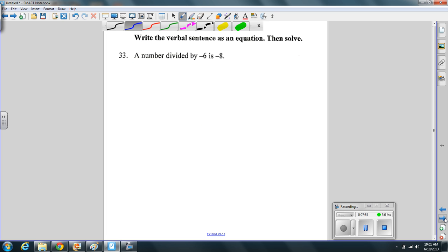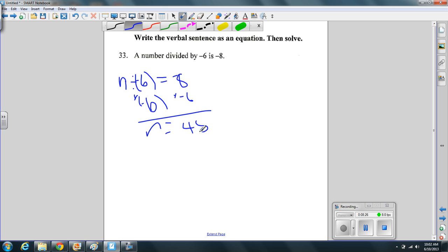For 33, a number divided by 6. So n divided by negative 6 equals negative 8. So in order to isolate my variable, I'm going to times negative 6 to both sides, because the opposite of divide is times. So times negative 6. Negative 8 times negative 6, n equals 48, positive.